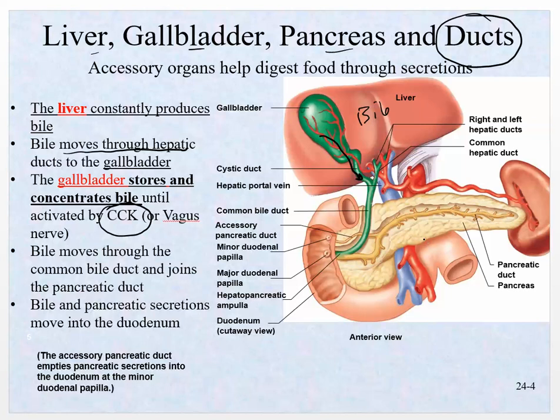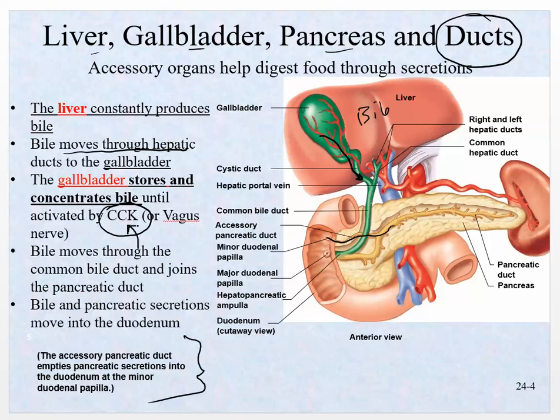So at the same time, your pancreas is getting those signals saying, hey, we need to start pushing stuff out. It pushes bicarbonate out. That's one of the things I think we learned about last time, to neutralize the stomach acid, okay? Because stomach acid is moving into that duodenum, and so it needs to neutralize that. So it puts bicarbonate in there. So bicarbonate is something that you would see in an antacid to neutralize acid. Okay, so the bile and pancreatic secretions move into the duodenum. So the accessory pancreatic duct empties pancreatic secretions into the duodenum at the minor duodenal papilla. So not too worried about the names of those things. You are going to be concentrating on learning how the signaling takes place, things like CCK.